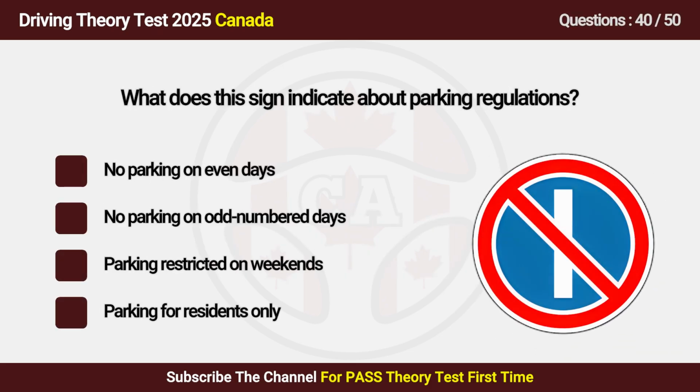Question 40. What does this sign indicate about parking regulations? A. No parking on even days. B. No parking on days. C. Parking restricted on weekends. D. Parking for residents only.